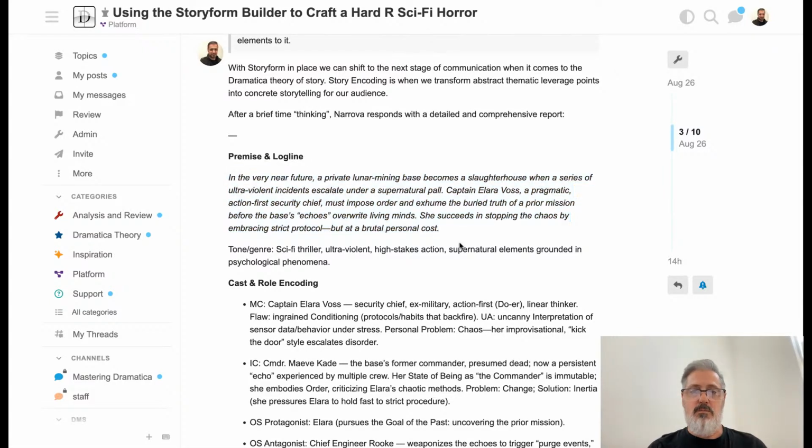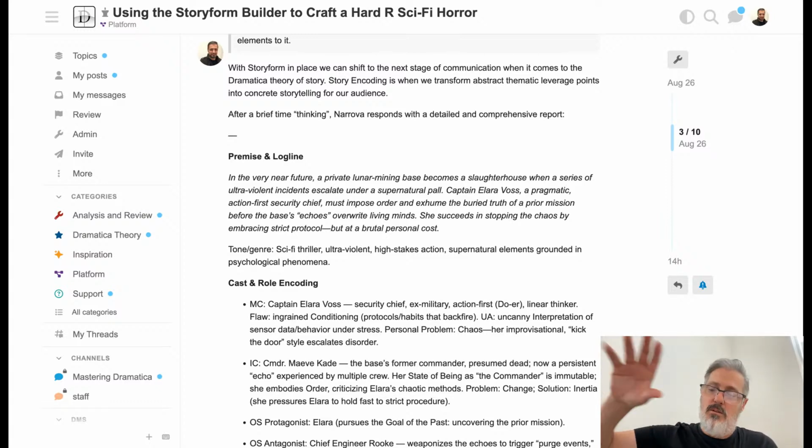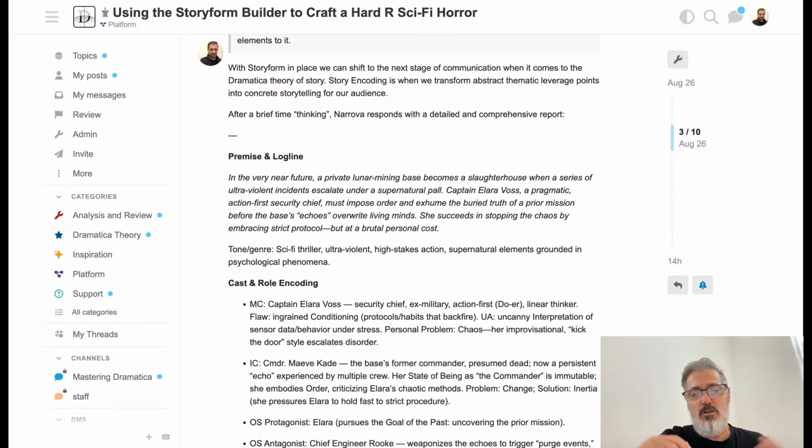You can read the whole thing, but just the premise: in the very near future, a private lunar mining base becomes a slaughterhouse when a series of ultraviolent incidents escalate under a supernatural pall. Captain Alara Voss, a pragmatic action-first security chief, must impose order and exhume the buried truth of a prior mission before the base's echoes overwrite living minds. She succeeds in stopping the chaos by embracing strict protocol, but at a brutal personal cost, which is cool. You typically won't get that in chat. You might get, "Hey, everybody went home and they've learned the value of being friends."